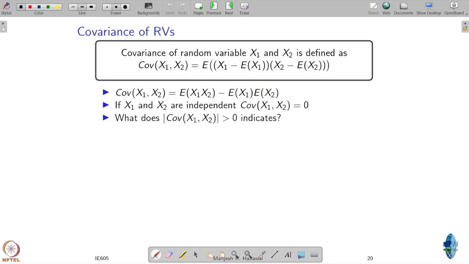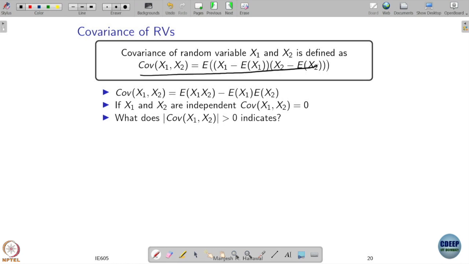One notion to capture to what extent some things are dependent. If something is dependent, yes, there is a dependency. We need to now characterize how much they are dependent. For that, we use the notion of covariance. And covariance, for simplicity, we will define between two random variables. And it is defined like this.